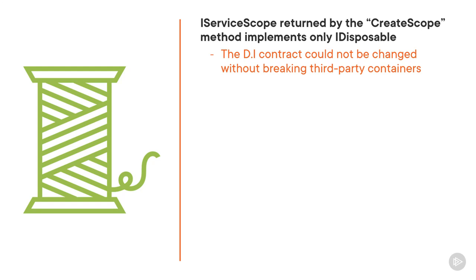The dependency injection abstractions, including IServiceScope, form the basis of the conforming container contract. Therefore, adding the new IAsyncDisposable interface would change the contract, and it would require downstream changes from any third parties who derive types from the interface.